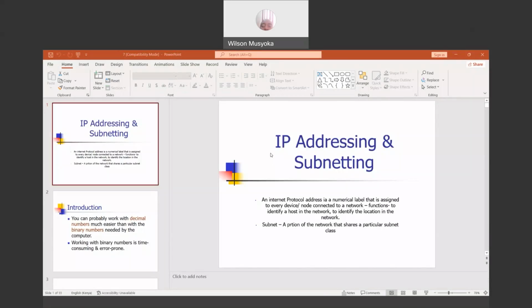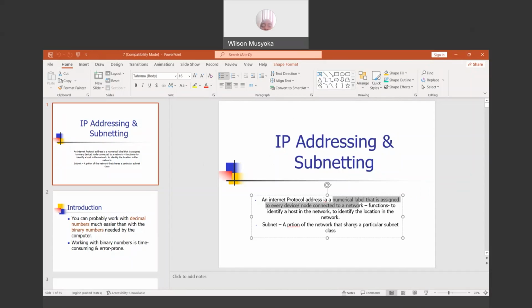So when it comes to IP addressing and subnetting, after we have understood the numbering system, then we can say that we normally talk of internet protocol addresses being the numerical label that is going to be assigned to every device or a node connected to the network.